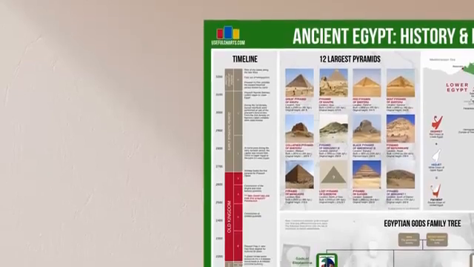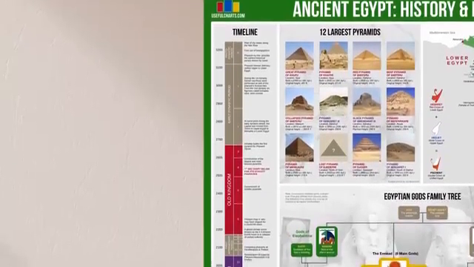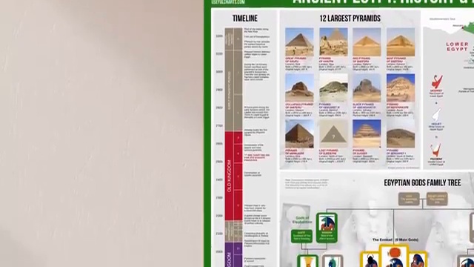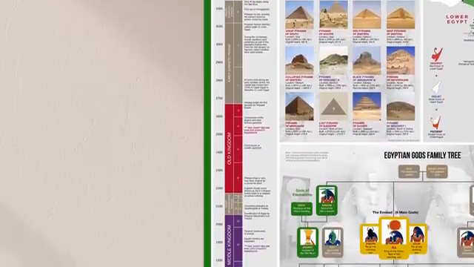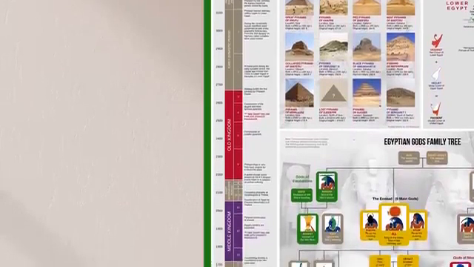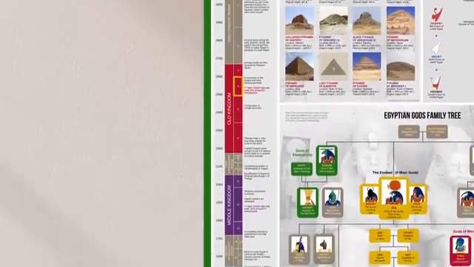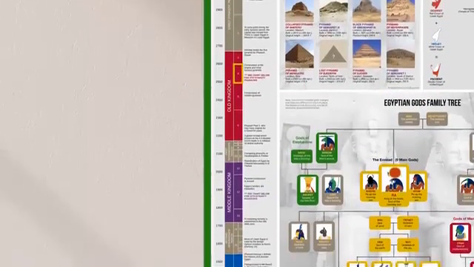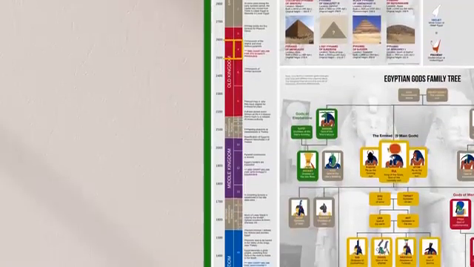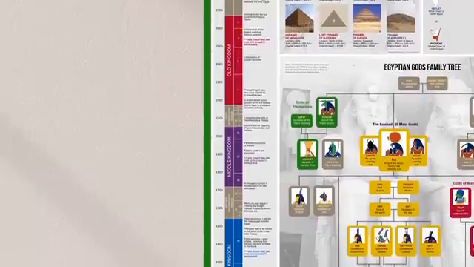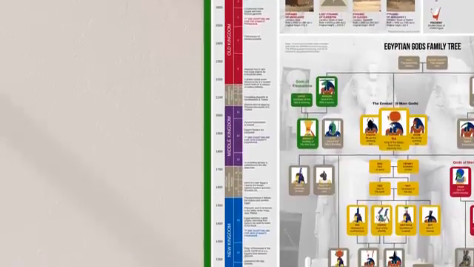We're going to start by looking at the timeline. The first thing you need to know about ancient Egyptian history is that it is divided into 31 numbered dynasties. So this is what the numbers represent on the timeline. For example, if you want to know when the 4th dynasty of Egypt was, the answer is between approximately 2600 BCE and 2500 BCE.